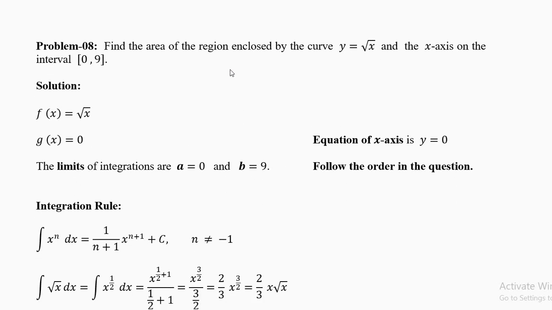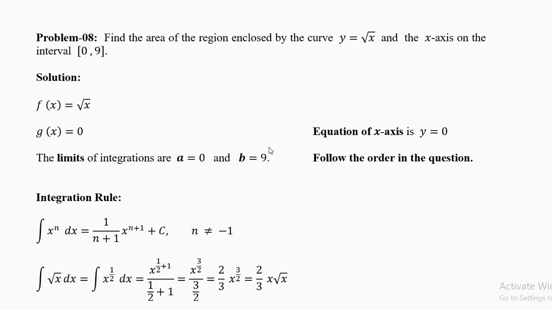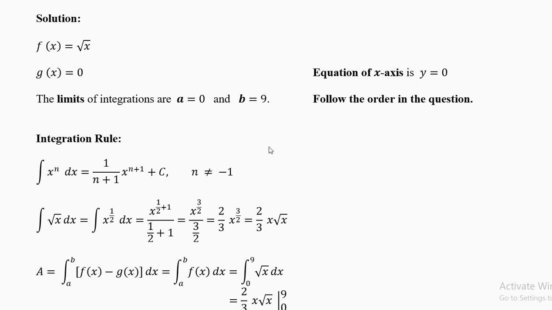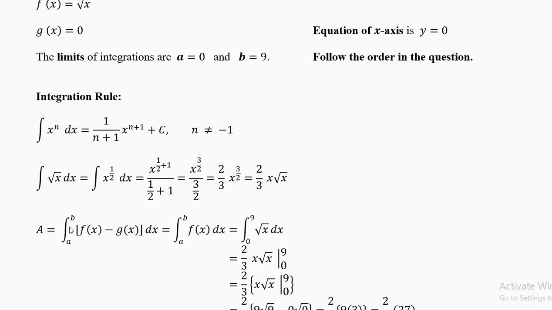Find the area of the region enclosed by the curve y equal to root x and the x-axis on the interval 0 to 9. This is also a parabola but with a different orientation. A equal to 0, b equal to 9, and your function is root x. Now area is the integral from a to b of f minus g, f of x equal to root x, and the limits are 0 to 9.